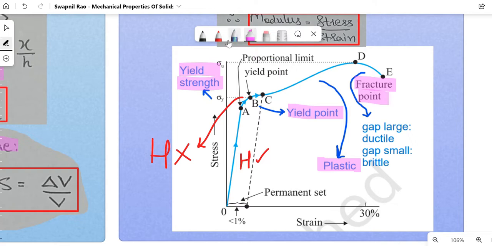And one thing you have to know, I'm not sure if it's given in NCERT, but if the gap between D and E is really large, then it means the body is ductile in nature. And if the gap is very small, like let's say D and point E were very close by, in that case, as you can see, it means it is a brittle body.